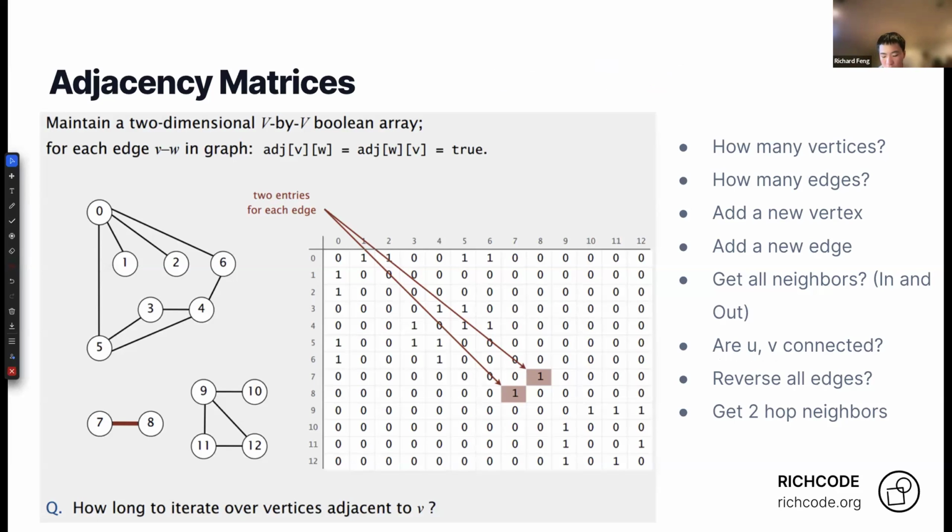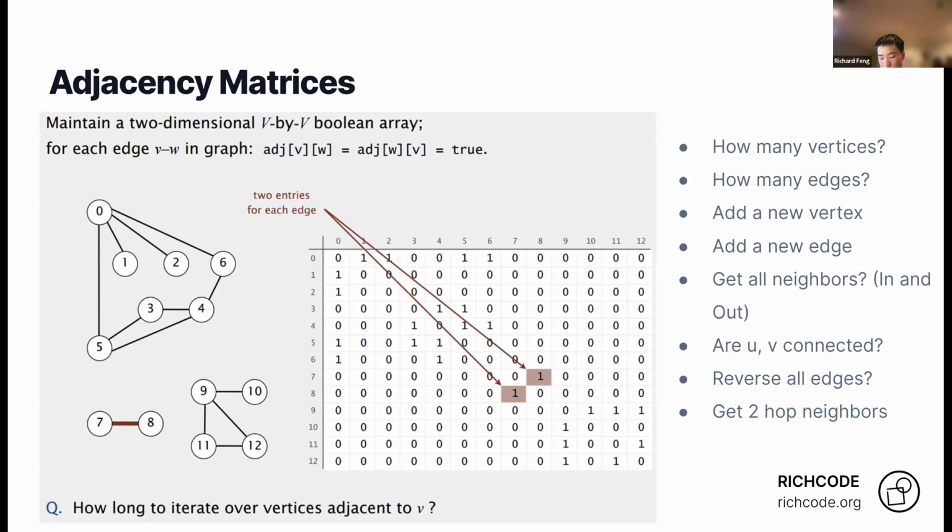What if we want to reverse all the edges? Basically meaning if there is no connection, let's build a connection. If there's a connection, let's remove the connection. Yeah, so we can basically inverse the matrix. If there's a 0 there, change it to a 1. If there's a 1 there, change it to a 0. That way, we will reverse all the edges.